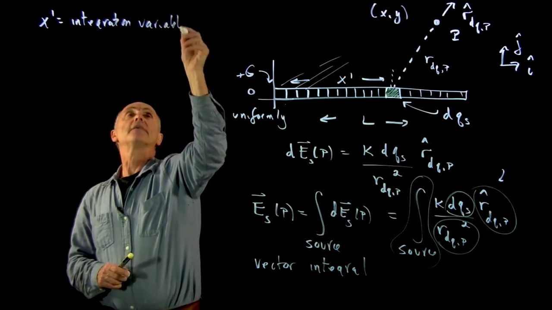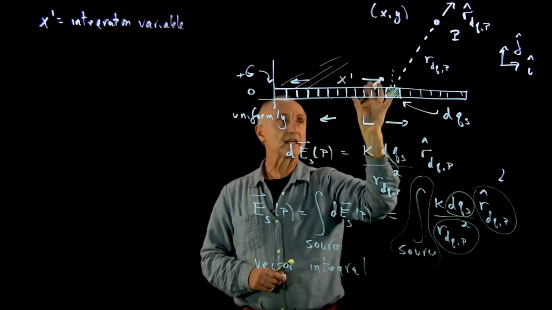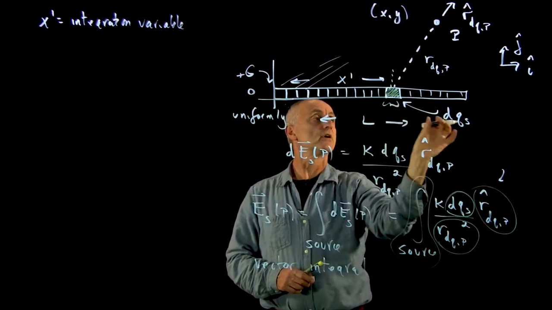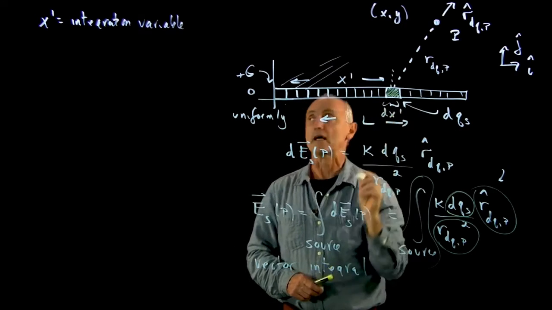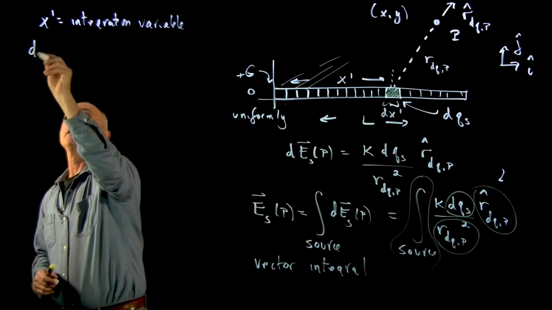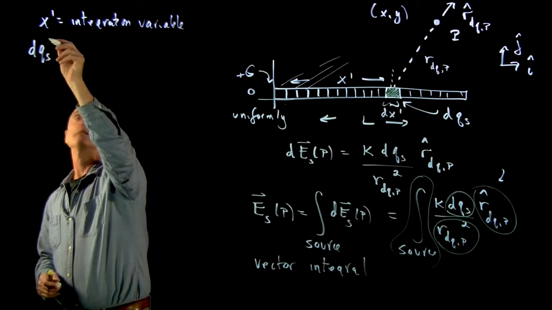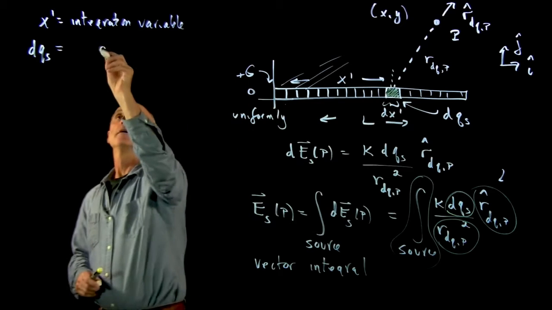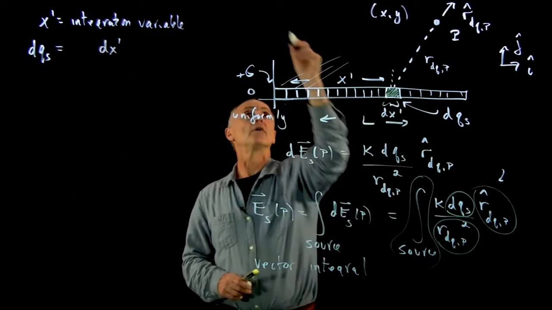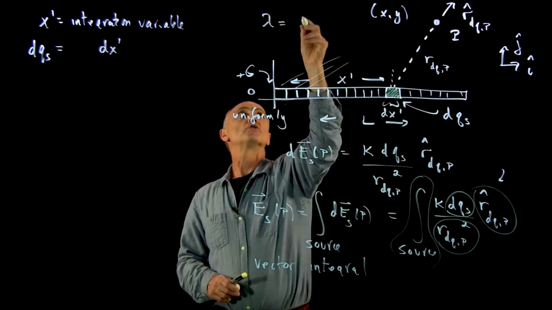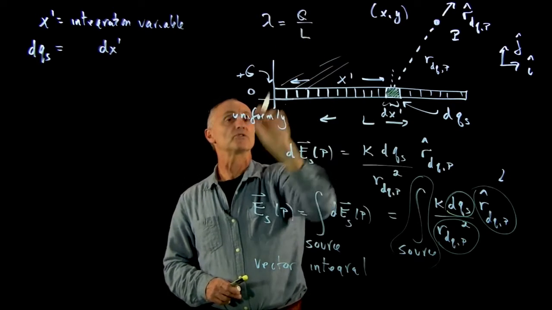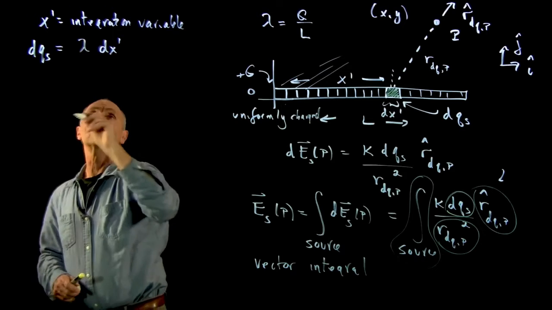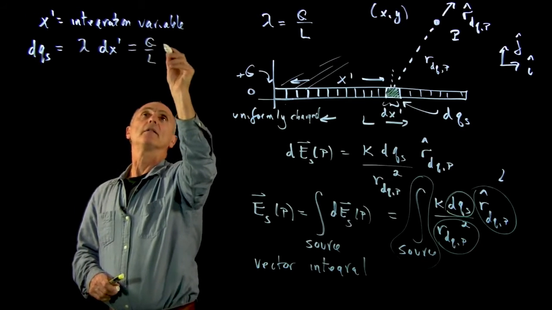Now, when setting up an infinitesimal element, we want to express that in terms of the integration variable. So the integration variable appears in two places. The size of this ds is also dx prime. And now we can write dq_s: it's equal to how much charge is on a length dx prime. Here we'll introduce a lambda, which is charge per length, because it was uniformly charged. So this is lambda dx prime, which is Q over L dx prime.